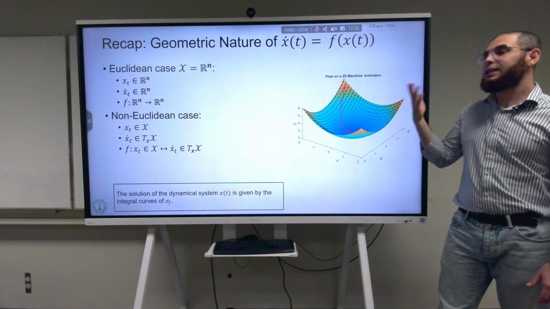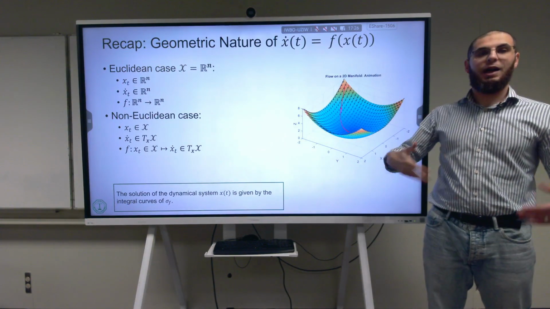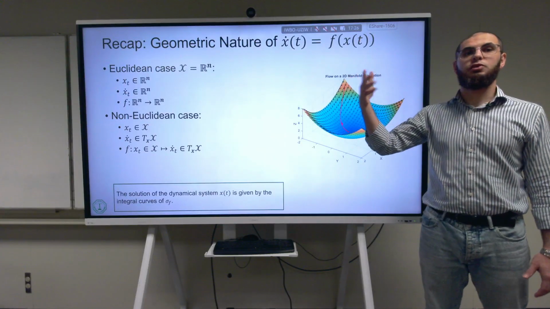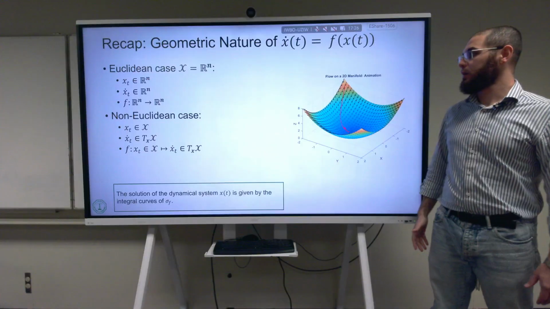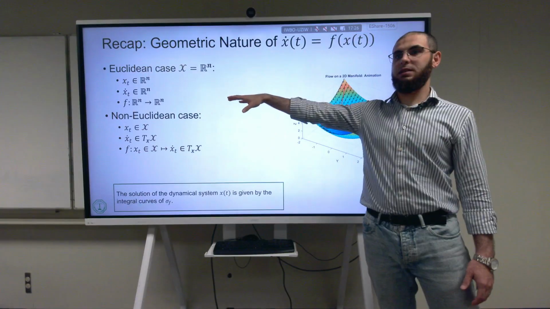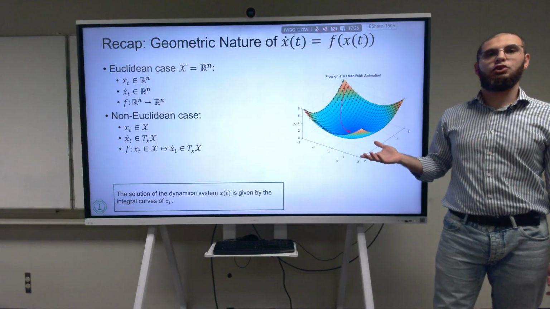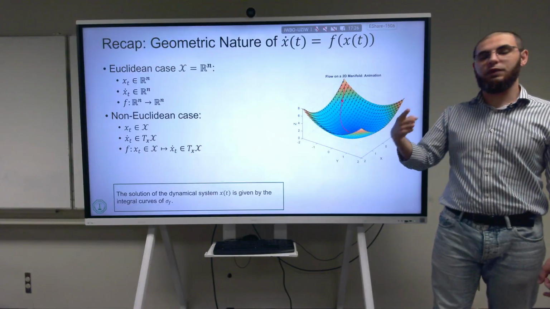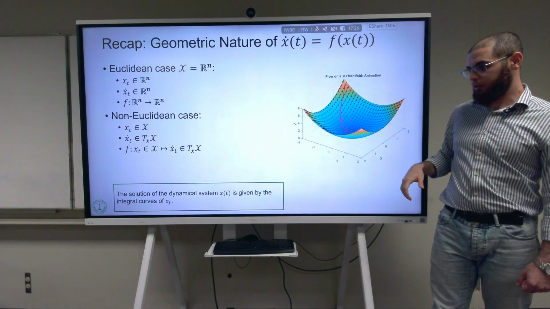Then we looked at the geometric nature of this dynamical system, x dot equals f of x, when we have now a function of time. Because we have a differential equation, this x dot is a differentiation with respect to time, which means that x is a function of time. In the Euclidean case, you think of f as just something that eats a vector in Rn and gives you back another vector in Rn. However, the correct geometric picture is that it eats a point on the manifold and gives you a vector that lives in the tangent space to that point on the manifold.